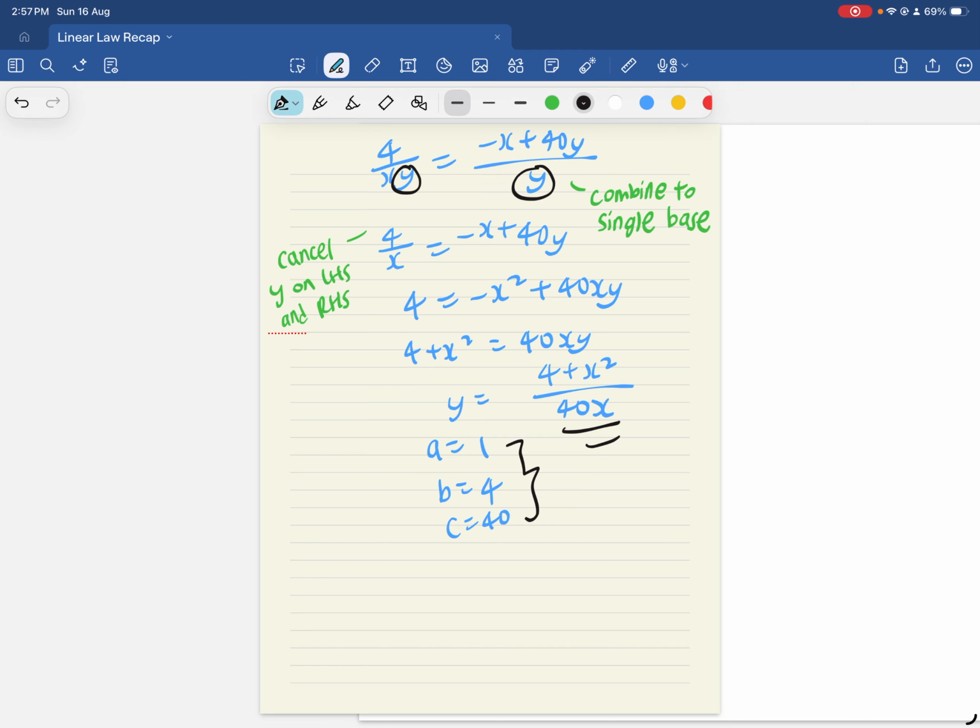Then you multiply the x across, and you get 4 equals to negative x squared plus 40xy. Then from then on, you need to make y the subject, and you get y equals to 4 plus x squared over 40x, and that's your final answer. And just remember to answer the question.